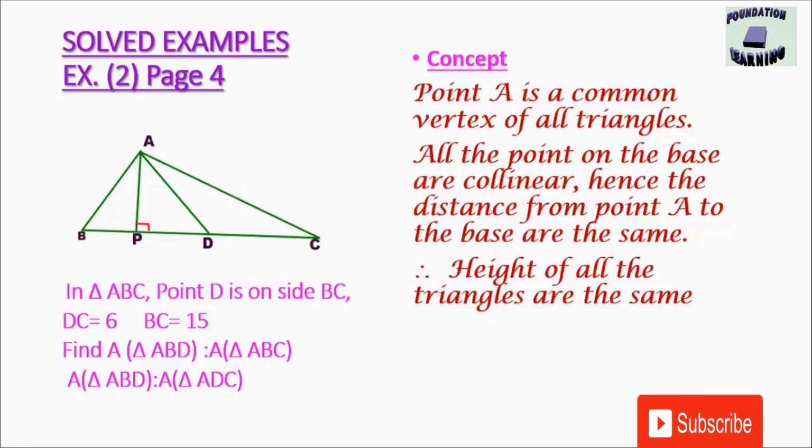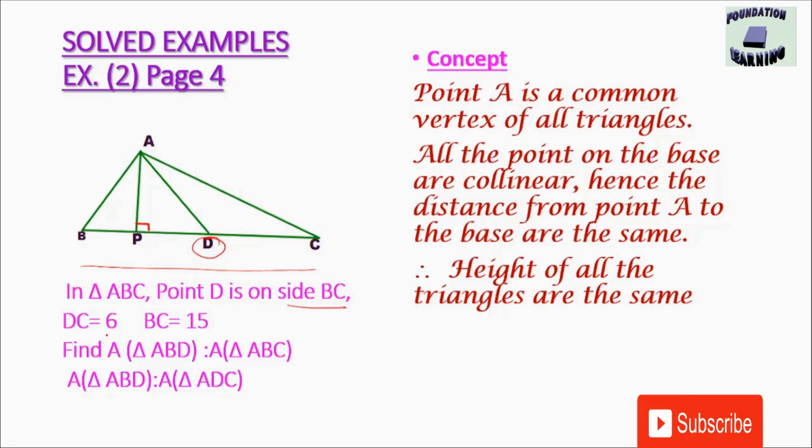Now we'll take the next example, which is on page 4, and here we have a diagram. In triangle ABC, point D is on side BC. It is not on any other side, but exactly on side BC. That means it is collinear. It's in a straight line.